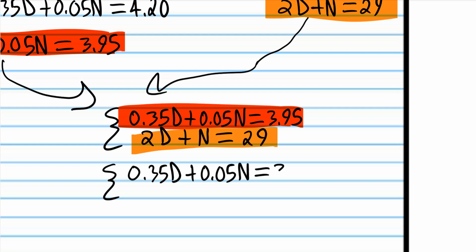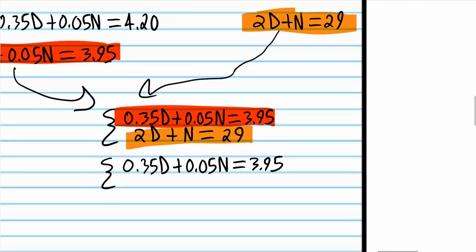And by the way, you're going to be able to do this a lot faster because you're not going to have to explain it to anybody. You're just going to be able to do it. So if I multiply the bottom equation by 0.05, I get 0.1d plus 0.05n. And don't be afraid to use your calculator. That's completely fine to use your calculator. So 29 times 0.05 is 1.45.